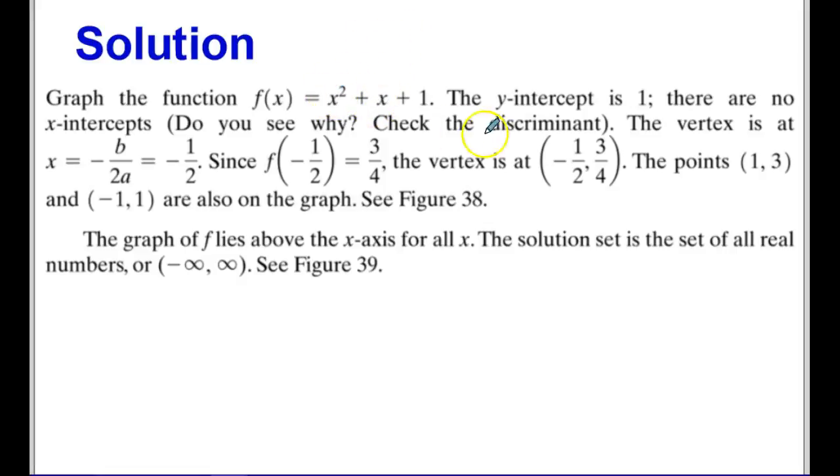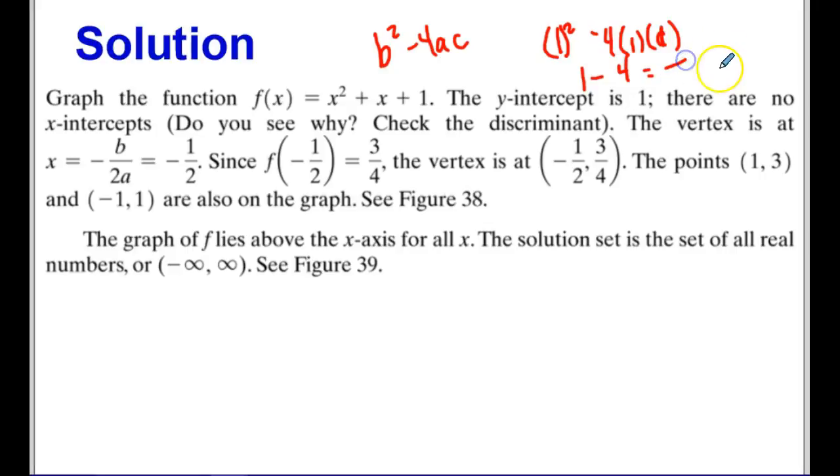So here I see I can look at the discriminant. I remember that the discriminant is b squared minus 4ac. So let's try that. So my b is 1, squared, minus 4 times a, which is 1, times c, which is 1. So I have 1 squared is 1, minus 4 times 1 times 1 is 4. So this is a negative number. So because I have a negative number as my discriminant, it tells me that I have no real intercepts.